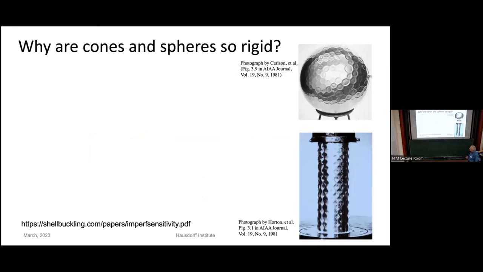So that's an interesting whole subject in itself: why are cones and spheres so rigid? If you're a mathematician, you would immediately think of the Nash-Kuiper theorem, and you would think about this difference between C2 rigidity and C1 flexibility. Could that potentially be related to this buckling issue in this sphere? I don't know, but I think it's a really interesting thing to think about.